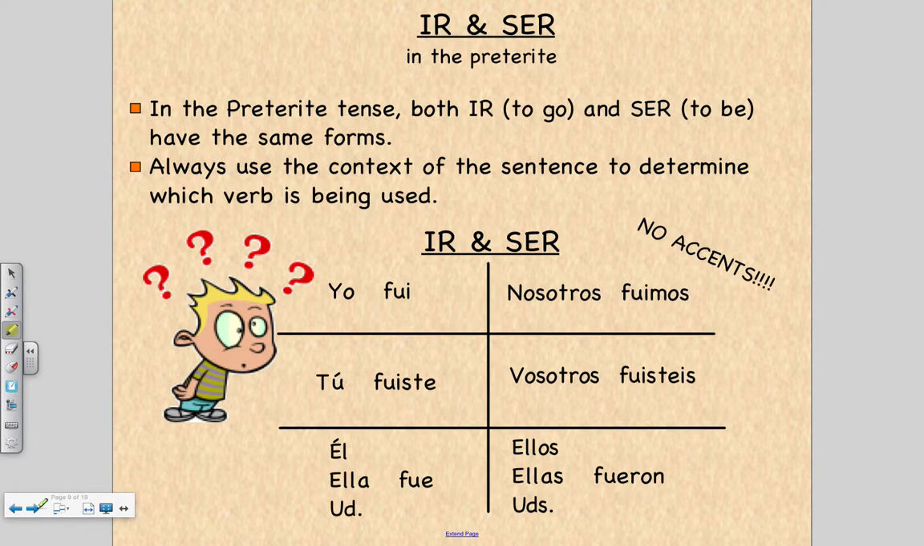Ir and ser in the preterite are twins, okay? They've got the exact same forms. You just tell which verb is being used based on context. So ir and ser, both no accents. Wow, can't even highlight to save my life. Fui, fuiste, fue. Fuimos, fuisteis, fueron.